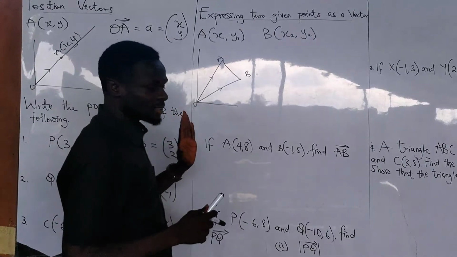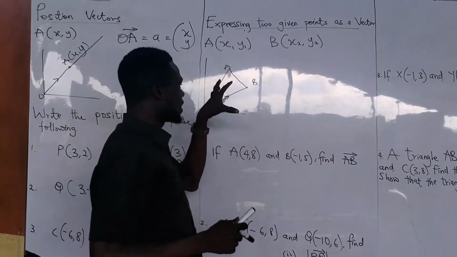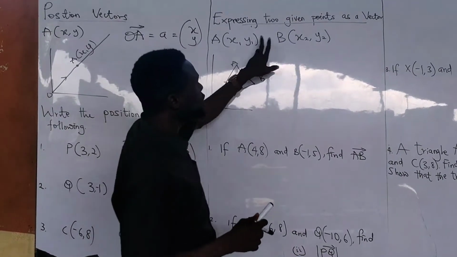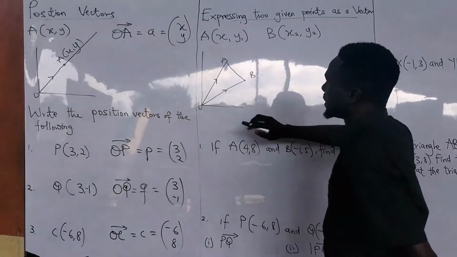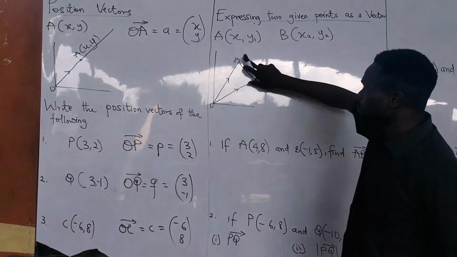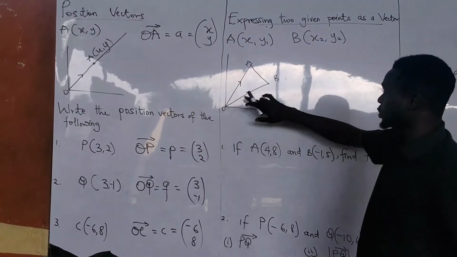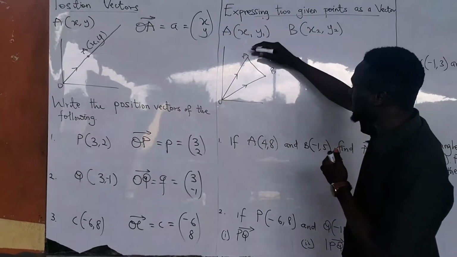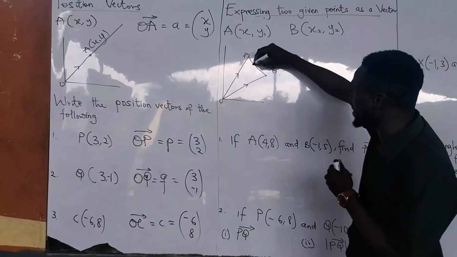So we can see that we have 2 points on the graph, and they want us to express these 2 points as a vector. This origin O is moving to the point A. The origin O is also moving to the point B. So here, this gives us the points in terms of vectors as vector AB.